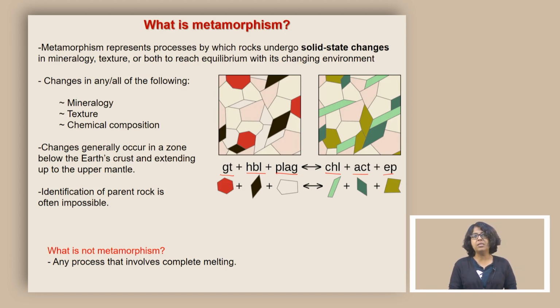So, when these changes are happening, it is a solid state change. None of these minerals are completely melting and recrystallizing the newer minerals. It is actually forming a different crystal, often representing different mineral, simply by changes that are happening at the solid state. Now, we are going to look at some of the exceptional cases.